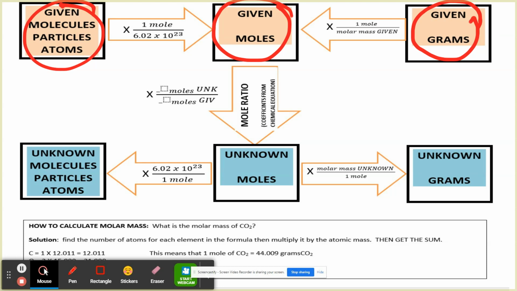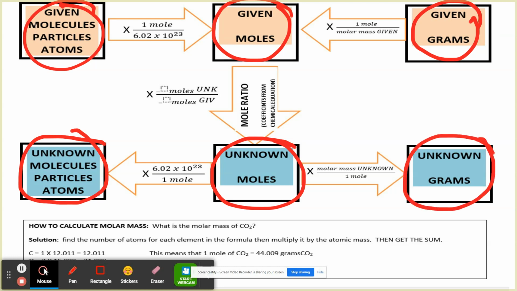If what you're looking for are molecules, you have to end up with this box. If what you're looking for is moles, you have to use this box. And if your unknown is grams, you have to use this box right here. So you have to start with one box at the top and end up with one of the boxes at the bottom, because you always start with the given and end up with the unknown.